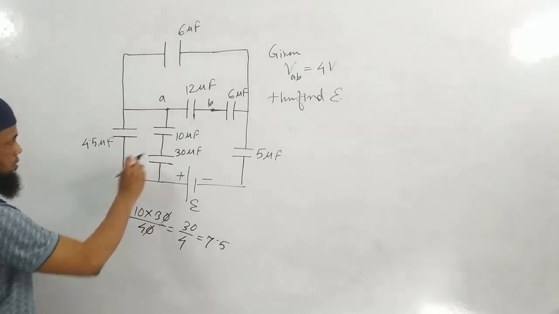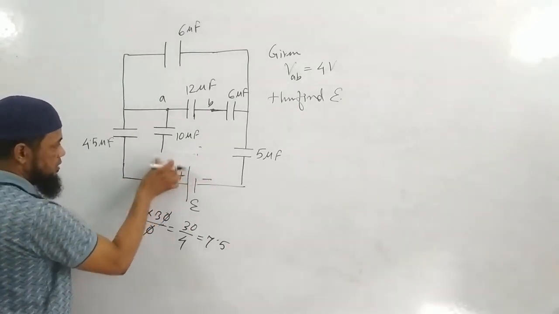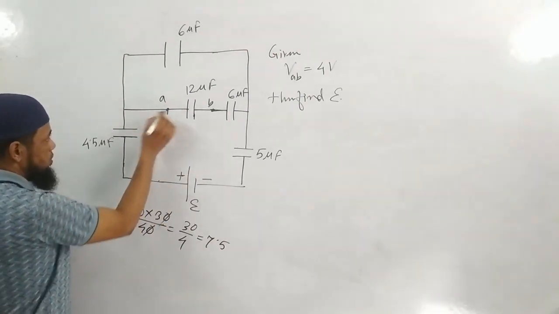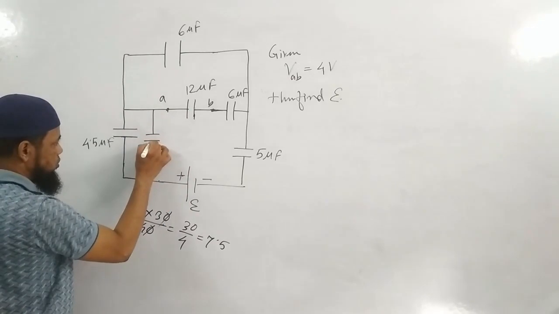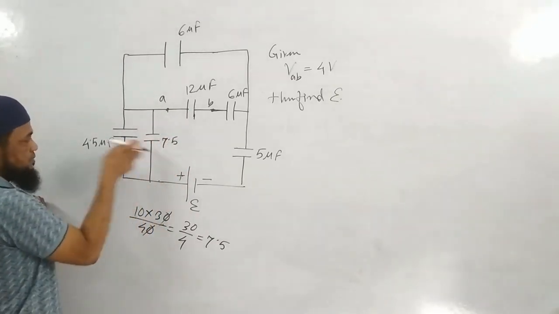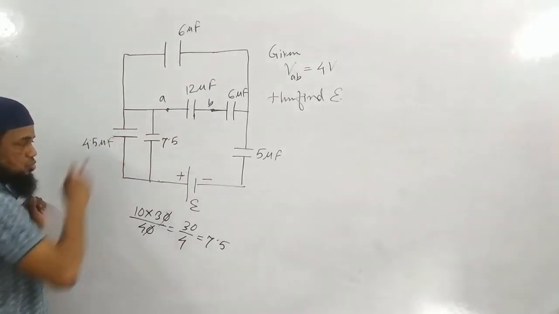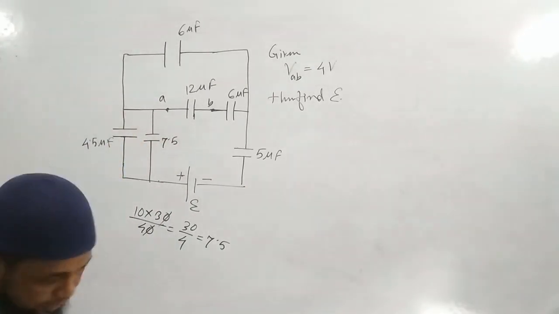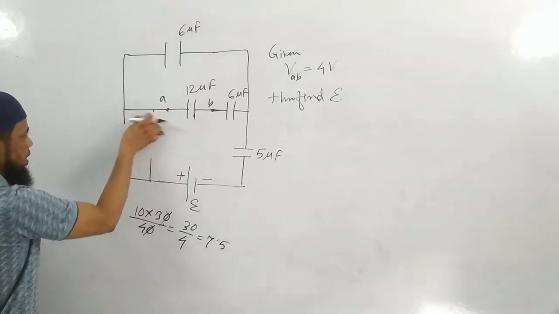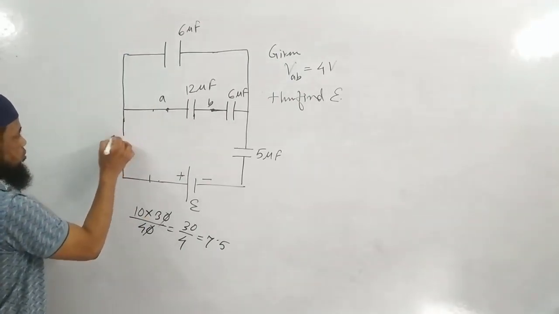I'm modifying the circuit here only, because in the circuit I have to find. So between these 2, what is the capacitance that comes? 7.5. Now 7.5 and 4.5 are connected in parallel. So equivalent will be just the sum of them. 7.5 and 4.5 will give us how much? 12, if I'm not mistaken. 12. Yes.